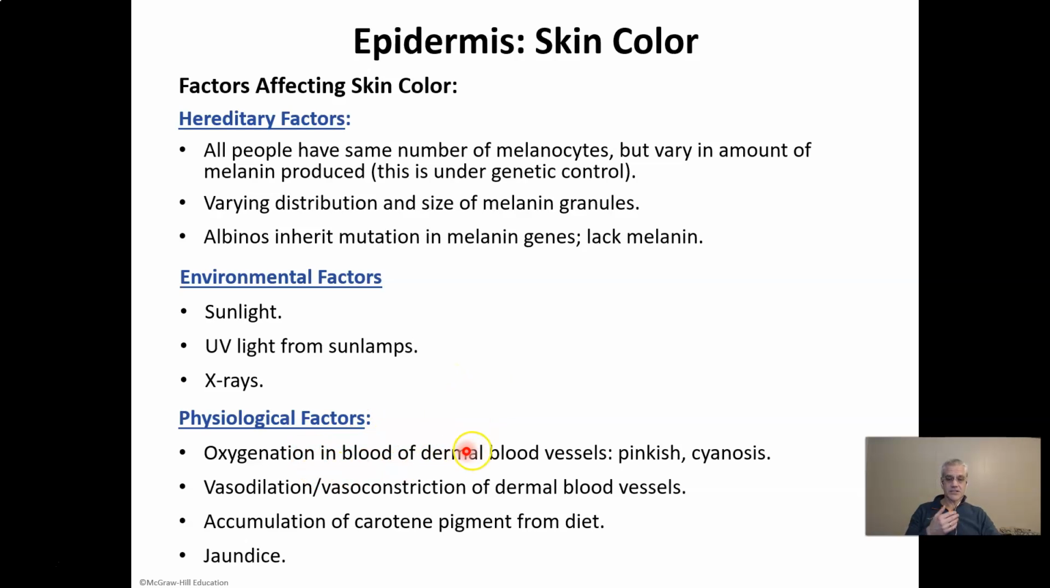Physiologic factors, oxygenation in the blood of dermal vessels. This is one of the things that we can use certain colorations in skin for in a clinical setting. So it's classic to use the part of the nail. We're going to talk about this. There's a part of the nail that looks like a half moon or a quarter moon. It's called the lunula, and the lunula can be an indication of how your vascularity is.